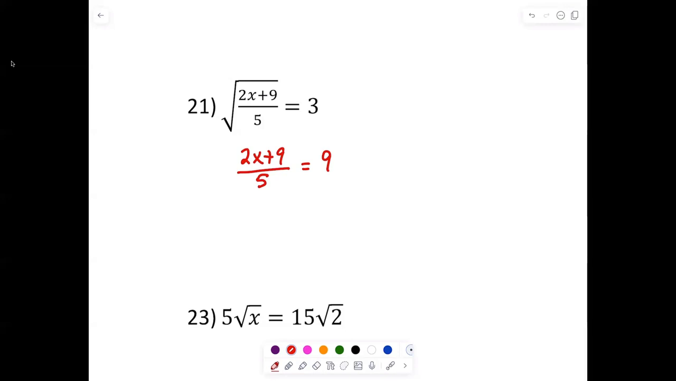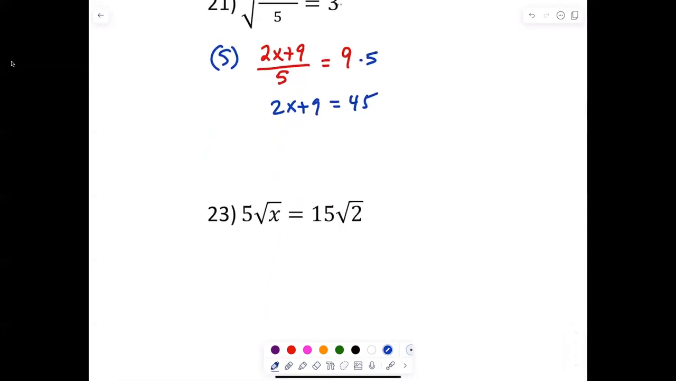What am I doing now? No. Which is multiply by 5. Right? We're multiplying by 5 because I want to get rid of the dividing by 5. So 2x plus 9 equals 45. Now what? Minus the 9. Very good. So 2x is equal to, and a final answer, x equals 18.